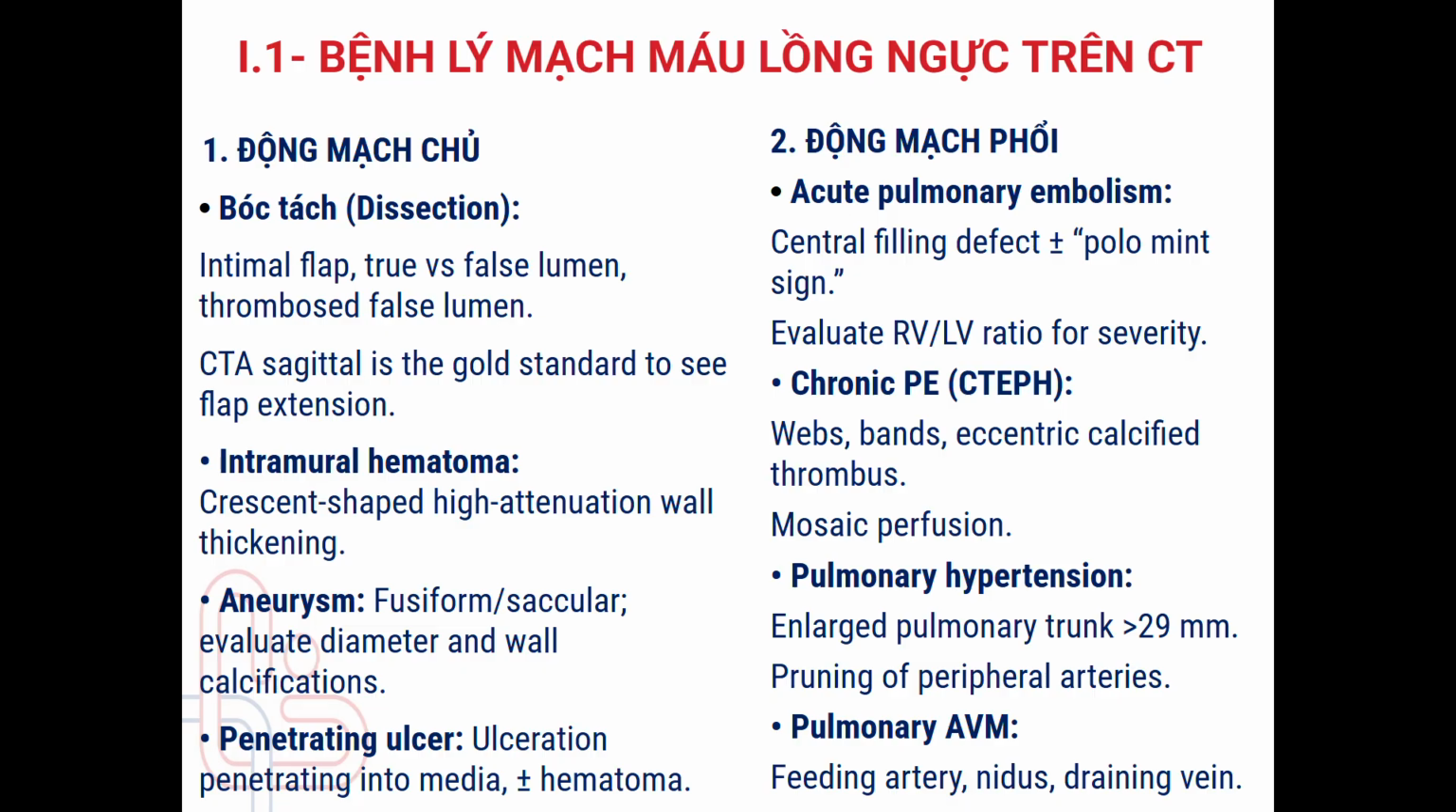Finally, CTA plays a crucial role in detecting pulmonary artery aneurysms, typically identified as focal dilation exceeding 1.5 times the normal diameter, with attention to wall enhancement and associated vasculitis or infection. Collectively, these well-established diagnostic criteria help radiologists accurately classify, risk stratify, and guide management for aortic and pulmonary vascular diseases.